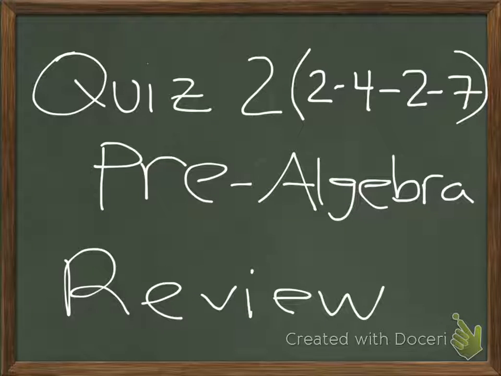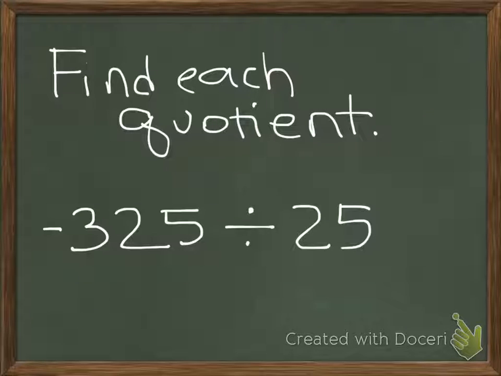Today we're reviewing lessons 2-4 through 2-7 for pre-algebra. This is to review for your upcoming quiz. The first 4 problems we'll do have to do with finding each quotient.